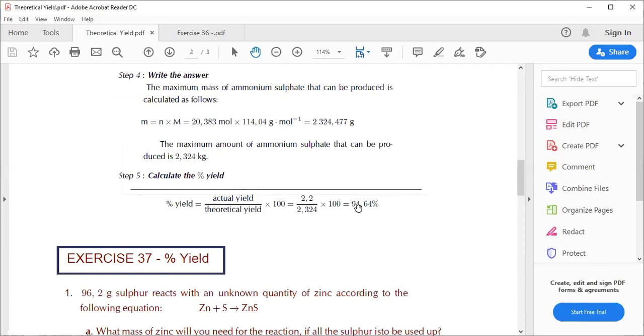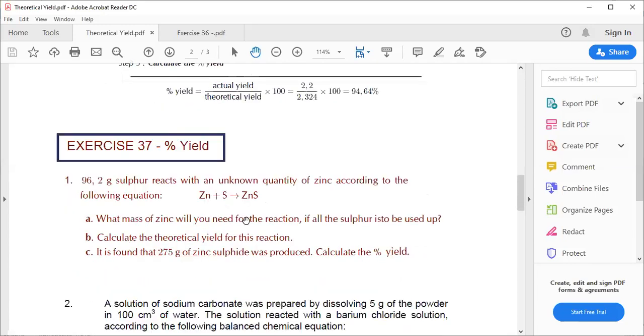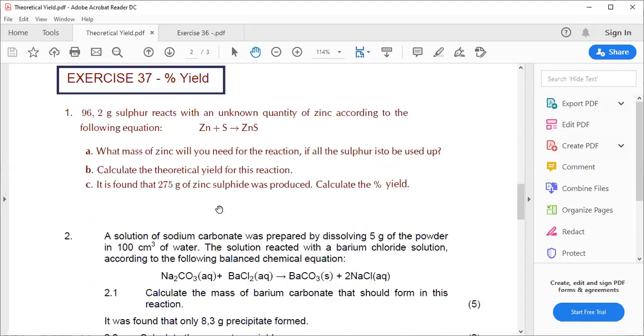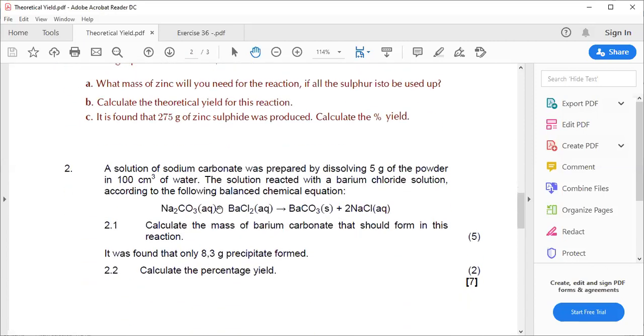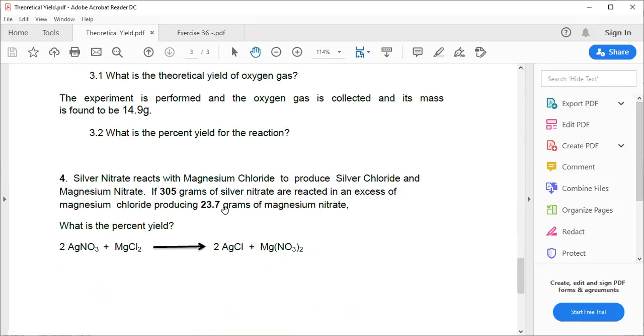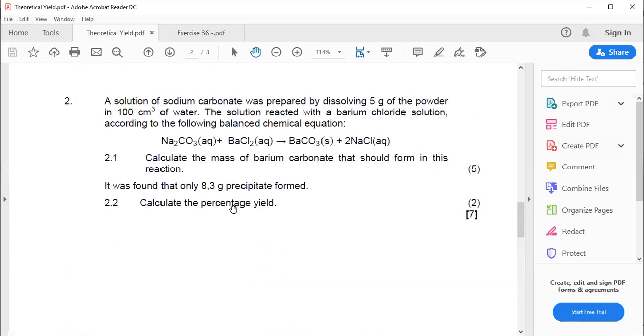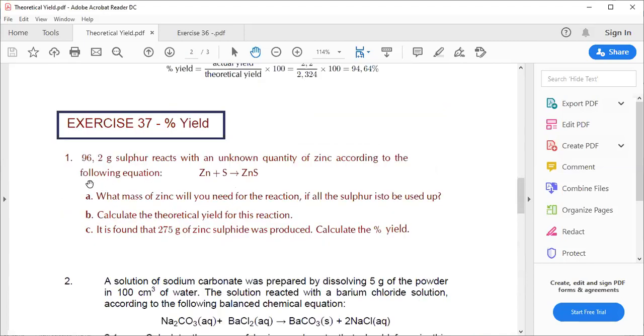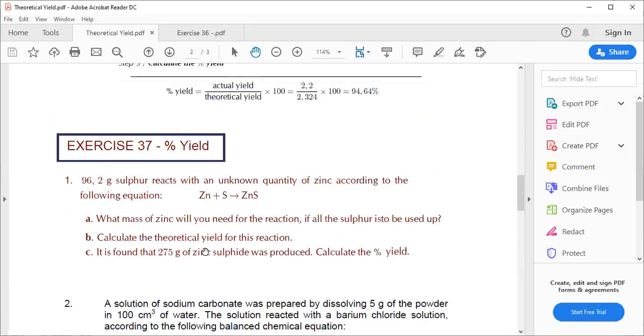Is that clear? Right. So there's exercise 37 for you, percentage yield. You guys, you need to do this. I put 4 questions for you to be calculating percentage yield. All right. So please just note, don't confuse the actual yield and the percentage yield. Right. So use that to do that activity.